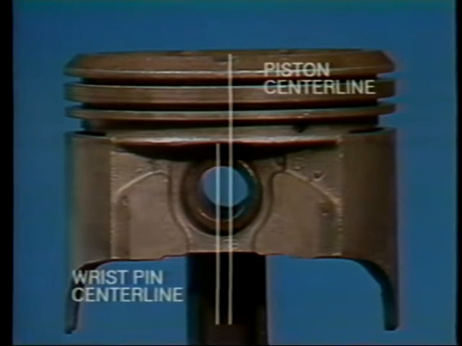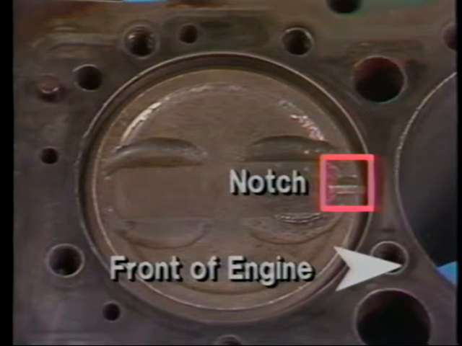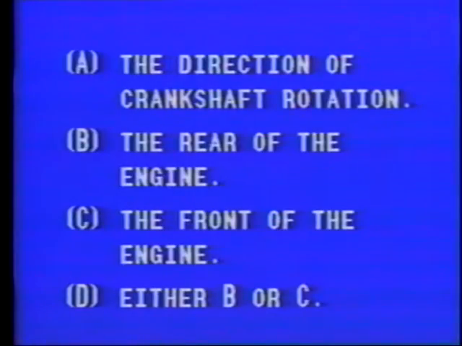On a piston with a dome, it's usually obvious which way to install the piston. However, if the piston has a flat top, it's not as obvious. On most pistons, the wrist pin is offset from the center line. This helps to reduce piston slap noise on a cold engine. The notch on top of a piston should always face the front of the engine when installed. The correct answer is response C, the front of the engine.